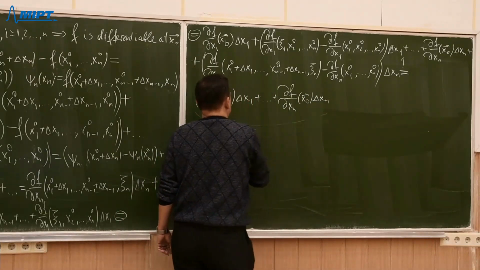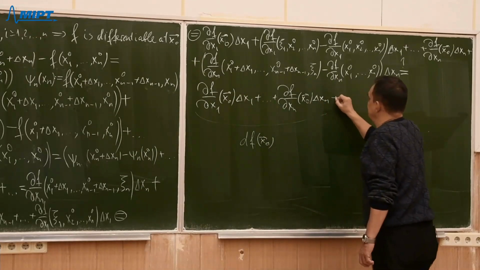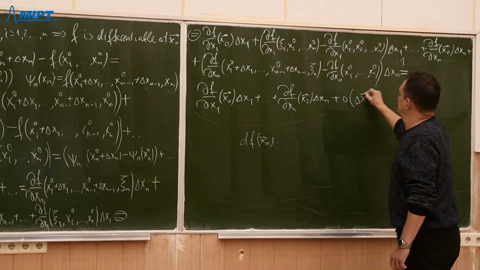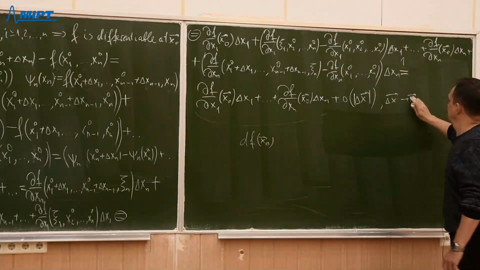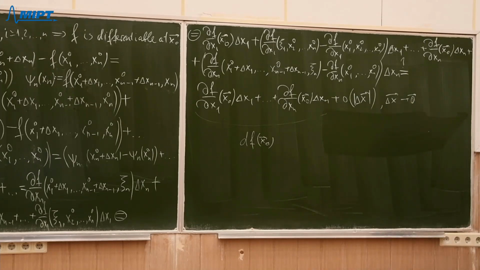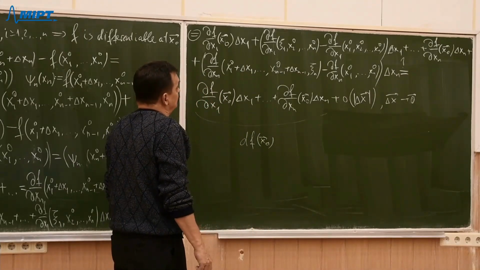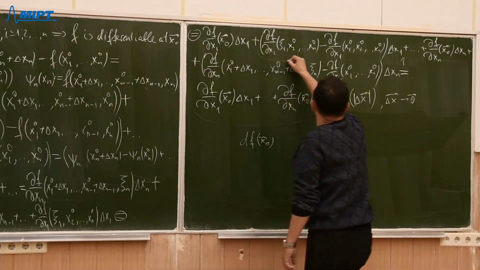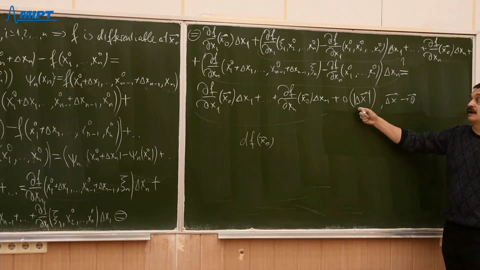That is differential f, plus little o of delta x, as delta x tends to 0. That is what we want to prove. So it means that I want to prove that all those compensated terms are little o of delta x.